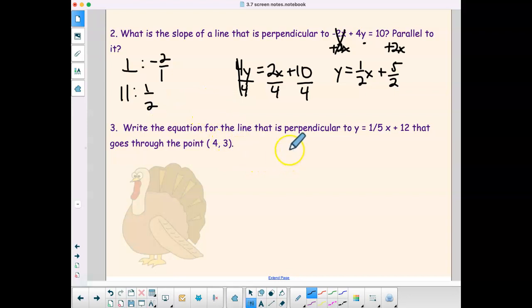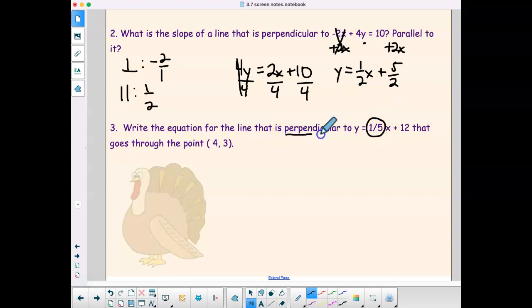The third kind of problem you're going to get is to write the equation that is either parallel or perpendicular to a line that's given to you, going through a specific point. For that one we're going to use the other form of the equation. We're going to use the point-slope form, so the y minus y1 equals m times x minus x1 equation. The first thing we have to do is figure out what the slope of this line is. Our y is already alone, so we can just look at whatever value is next to the x. So the slope of this line is 1 over 5.